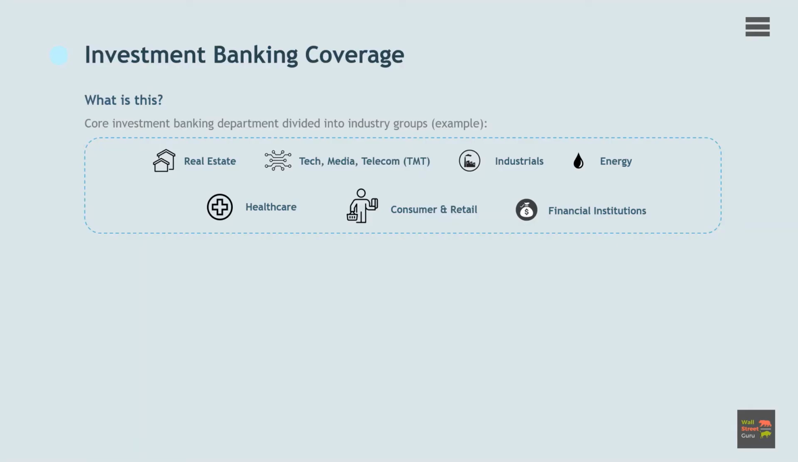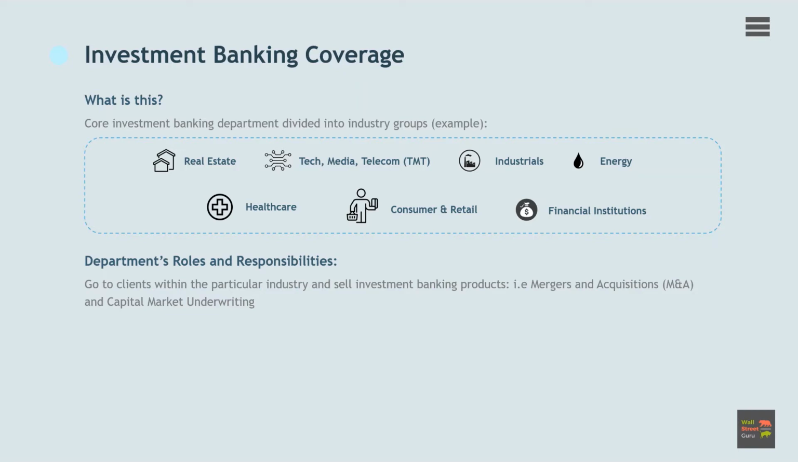Coverage. Coverage is a core investment banking department that is divided into industry groups. Industry groups include technology, media and telecom, also called TMT, real estate, and industrials are good examples. The role of these groups is to go to clients within the particular industry and sell investment banking products. These banking products are aimed to drive growth in the client's business. These products are most likely mergers and acquisitions and capital market underwriting.